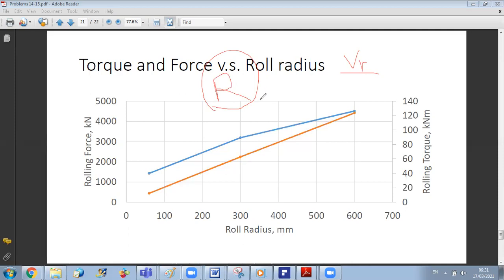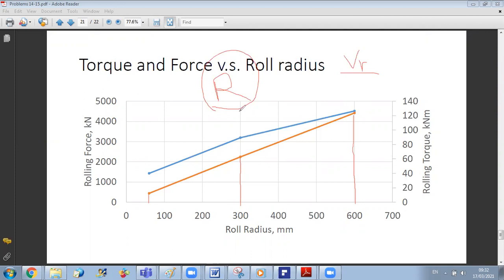First, we have considered three values of radius: a radius of 50 millimeter, a radius of 300 millimeter, and a radius of 600 millimeter. Based on the three calculations, we have calculated the rolling force for each radius, the rolling torque, and the power. We will do the analysis together using the formulas.